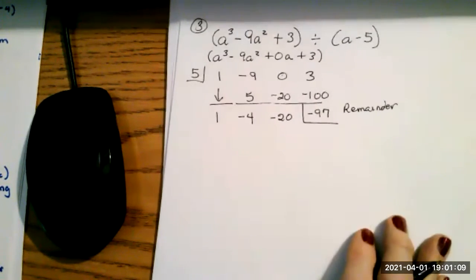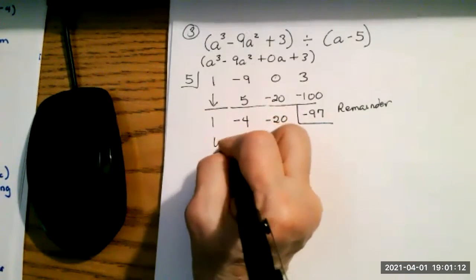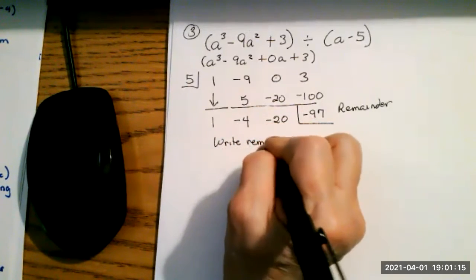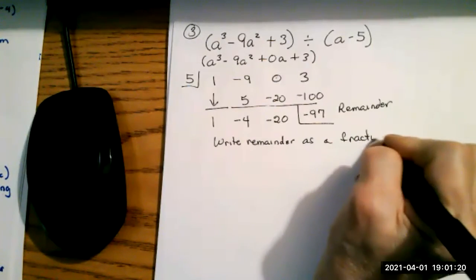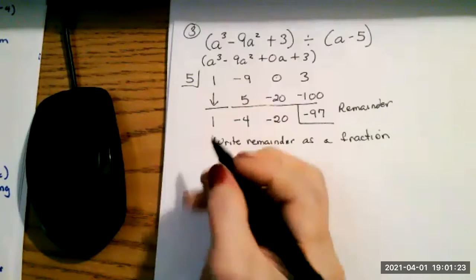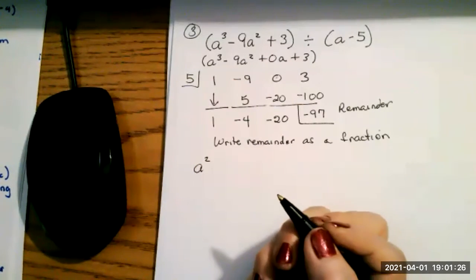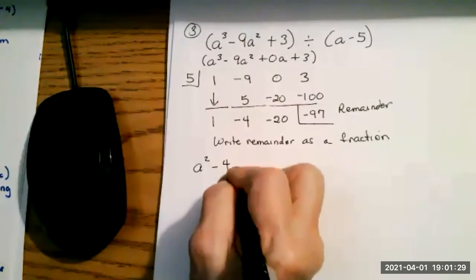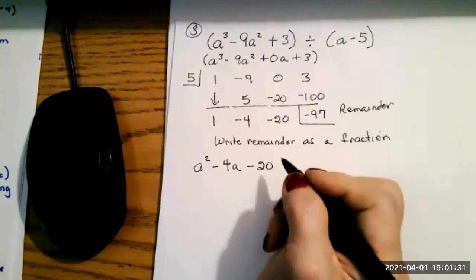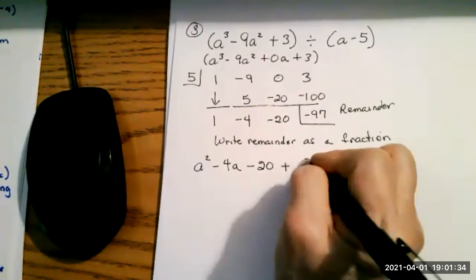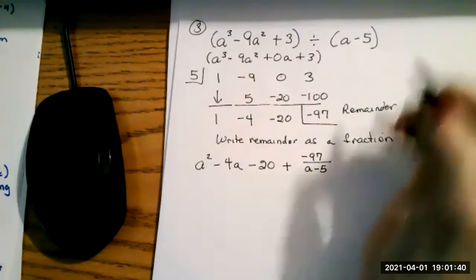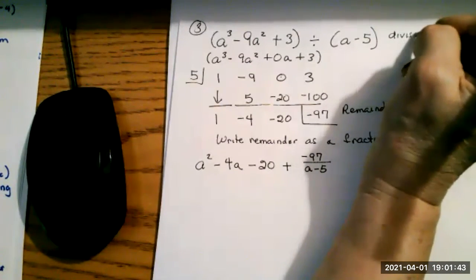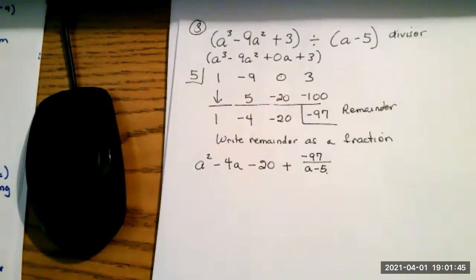And this time they want us to write the remainder as a fraction. So we're going to do 1a squared minus 4a minus 20. And then you put plus, and they put the negative up here with the 97 over your divisor, which is a minus 5. This is your divisor. So you'll have to put it underneath there for your fraction when they want a fraction.